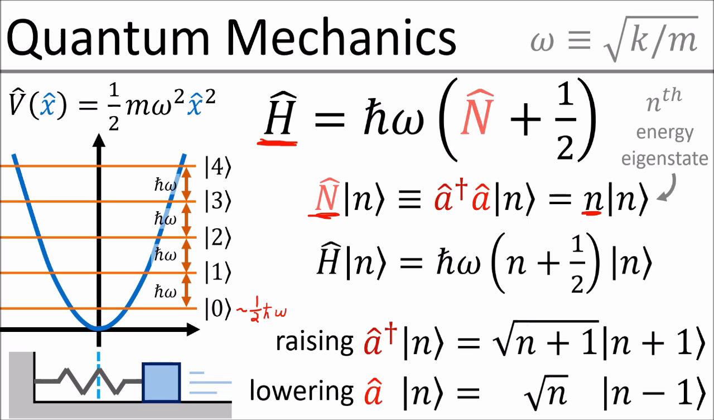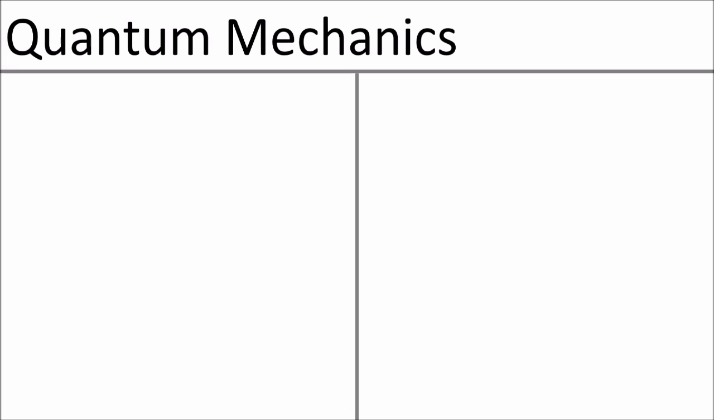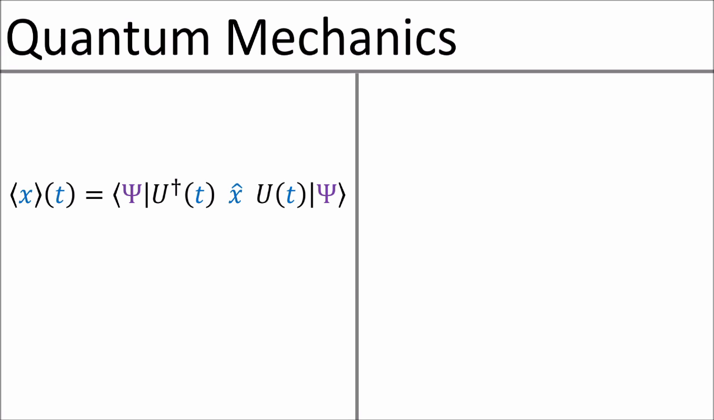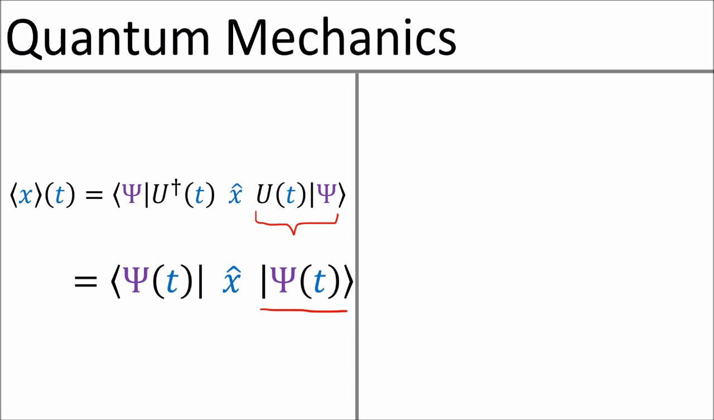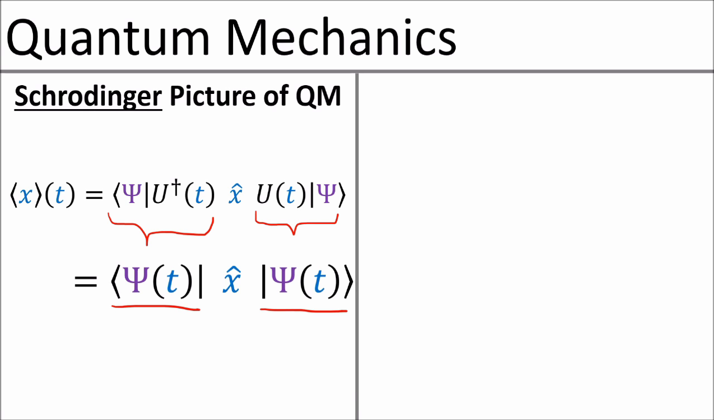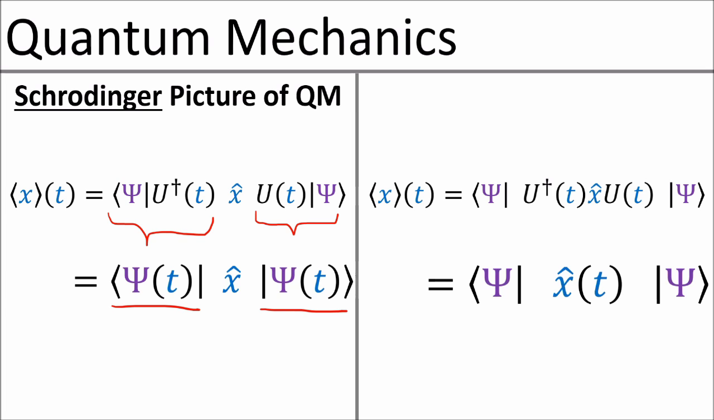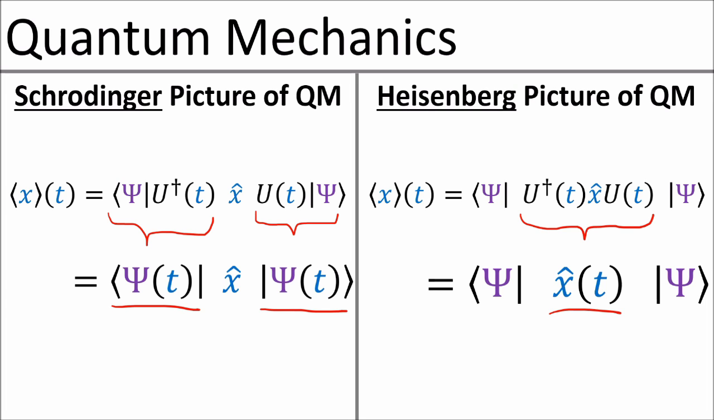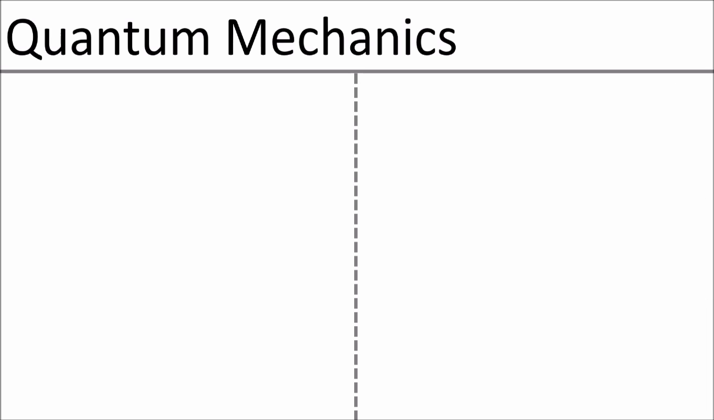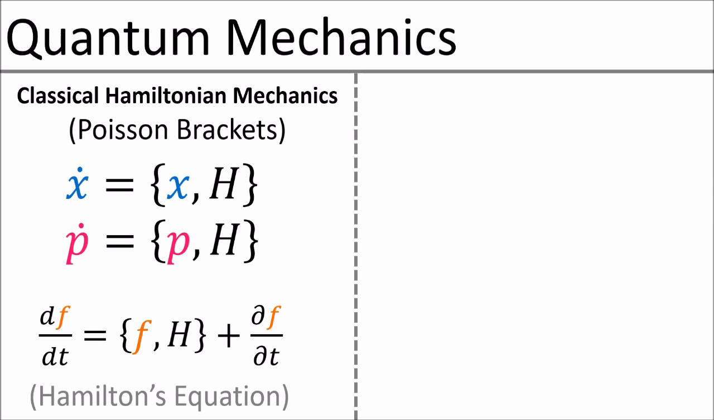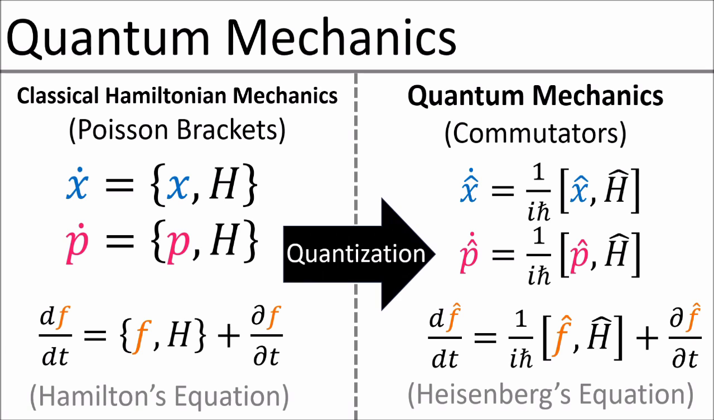I'll quickly mention that the approach of evolving the state psi forward in time using the time evolution operator U is called the Schrödinger picture. We can instead choose to keep the states constant and evolve observable operators in time using U dagger and U. This is called the Heisenberg picture, and it has more obvious parallels with the Hamiltonian formulation of classical mechanics, where Poisson brackets are replaced with commutators.